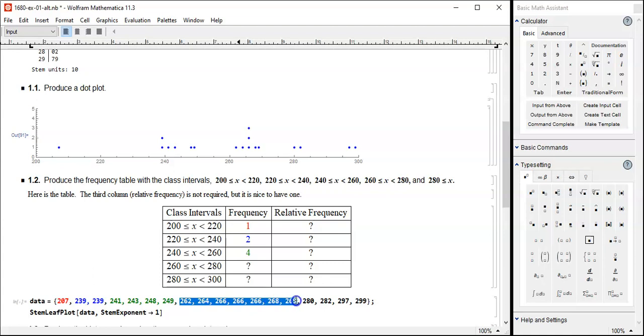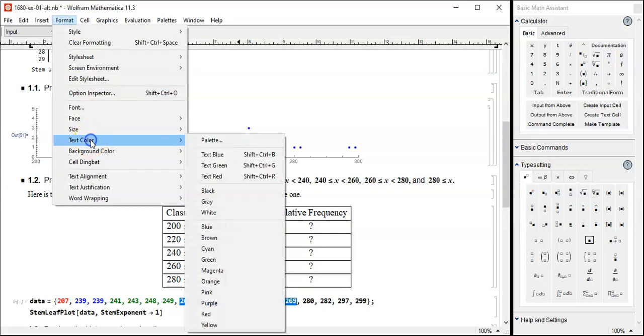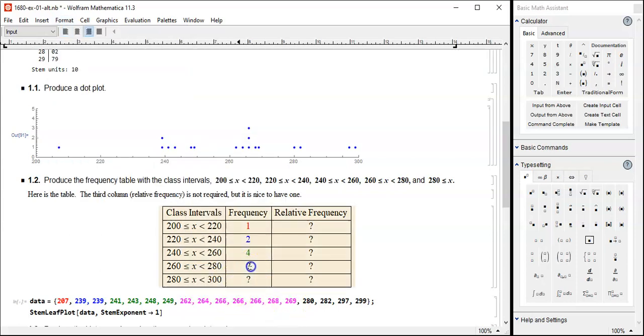And then this one, how many are there? How many between 260 and 280? 1, 2, 3, 4, 5, 6, 7. And I'm running out of colors. Okay, pink, magenta, all right. And there are 7. Did I count correctly? Okay, and then greater than or equal to 280 and less than 300. The final, okay, I'll leave that as black. And there are 4 of them. Did I count everything correctly?